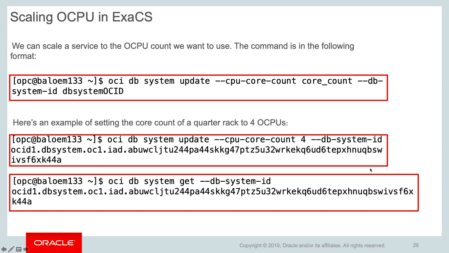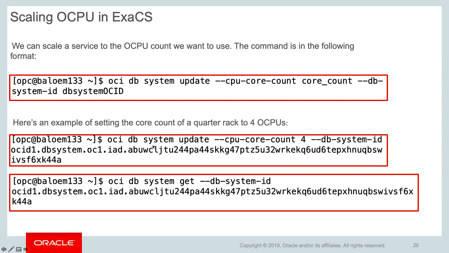Next example, we are going to look into how we can scale the OCPUs in ExaCS. You can scale a service to the OCPU count you want to use. So, on ExaCS, it can go all the way from 0 to 92 in a quarter rack configuration. And think of a situation like you are using just 4 OCPU and you want to go to 8 or 92. So it's easy to control using OCI command line. So the syntax is oci db system update, cpu-core-count. You will provide the core count, and you will also need to provide the DB system ID, and that is going to be the database system OCID.